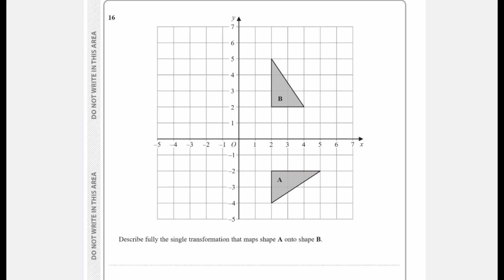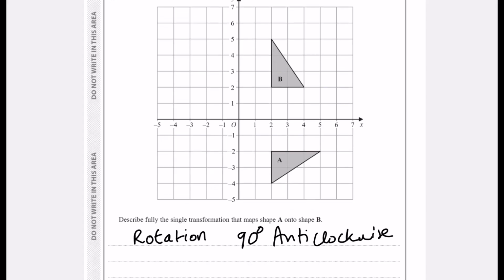Question 16. Describe fully the single transformation that maps shape A onto shape B. So we can see it's been rotated. So it's a rotation. A onto B. So it's 90 degrees anti-clockwise. And then we need to know the center of rotation. So 3 bits of information.